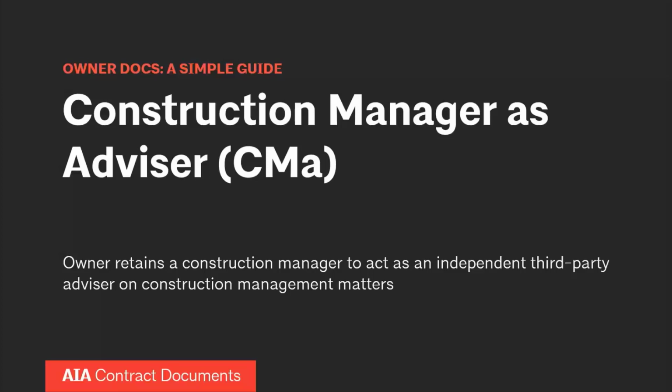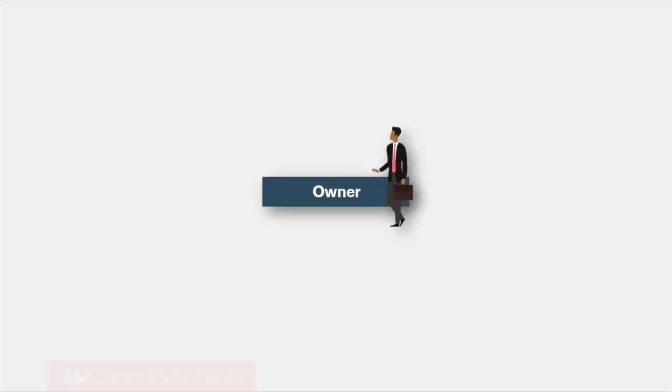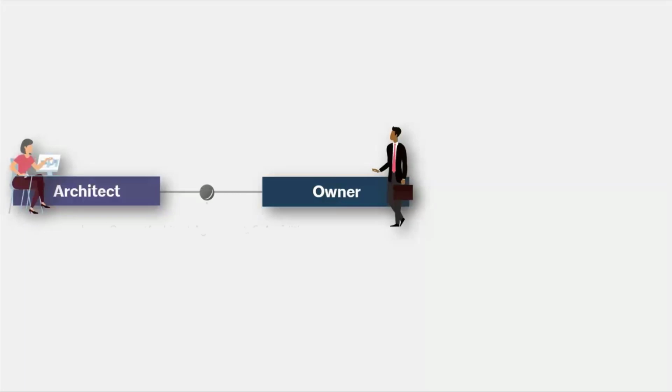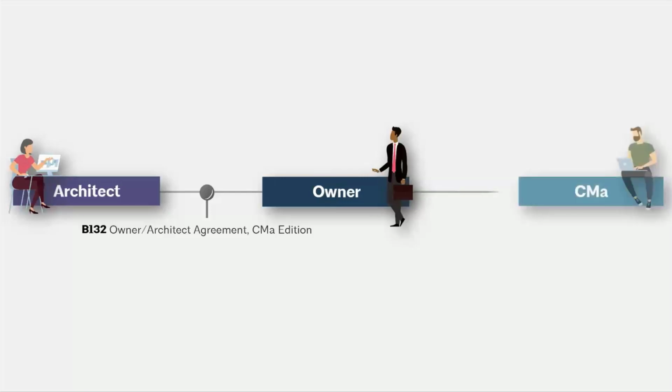This is when the owner retains a construction manager who acts independently as a third-party advisor on construction management in the project. So we're still going to have our owner. That owner is still going to retain the architect, who again is going to prepare the drawings and specifications. And in this case, if you're working with a CMA project, you're going to use that B132. So this is the CMA edition of the owner-architect agreement.